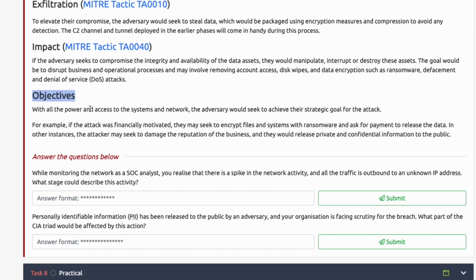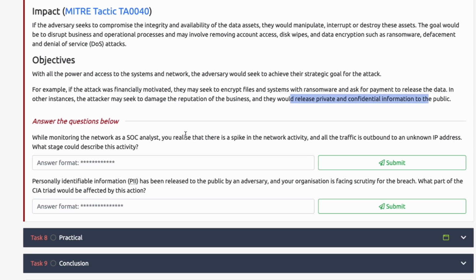And finally, achieving their objectives. So with all that power, the adversary would seek to achieve their strategic goal of the attack. For example, if they were financially motivated, they may seek to encrypt the files with ransomware and ask for payment to release the data. And then they could seek to damage the reputation of the business and release private and confidential information to the public.